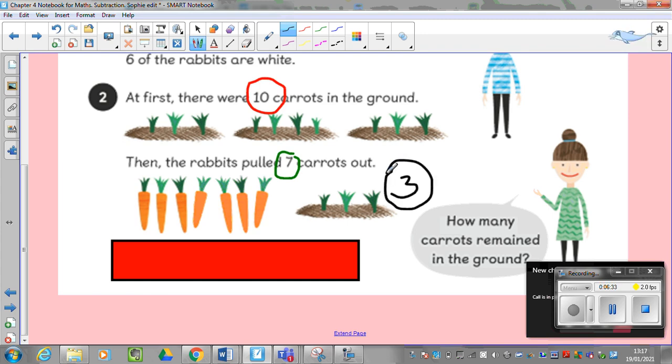Now, I wonder if you could stop the video now and put that into a part-part whole model or a number bond diagram. 10, 7, and 3. I wonder if you can tell your grown-up which is the whole number and which are the parts. Pause now.